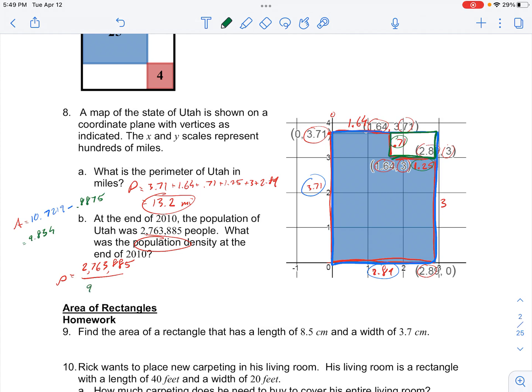And so if we plug this in for our area, then our population density will come out to be 2,763,885 divided by 9.834, giving us a population density of 281,050, rounding to the nearest integer. That's people per, this is in hundreds of miles, so this is 100 miles squared.